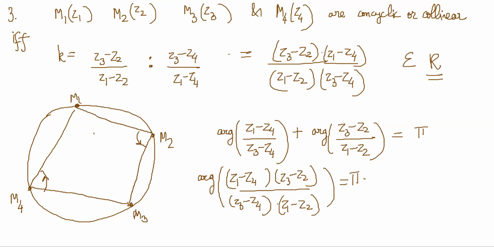Yes, sir. So clearly if the argument of this big thing is pi, then it is a real number, no? Argument is pi for any complex number means it lies on the real axis. Yes. So this thing is a real number. See, the same thing was there: Z1 minus Z4, Z3 minus Z2 by Z3 minus Z4, Z1 minus Z2, right? So clearly for concyclic, we have seen this is true. What about collinear?